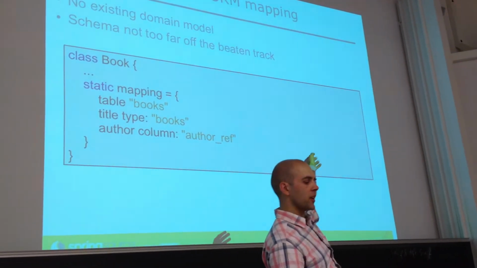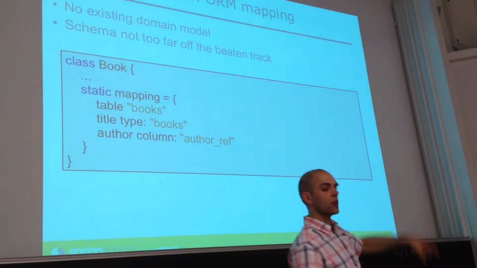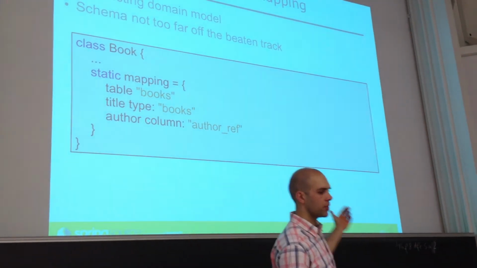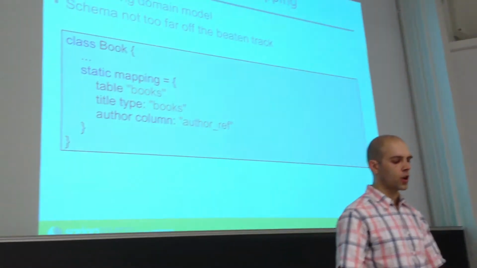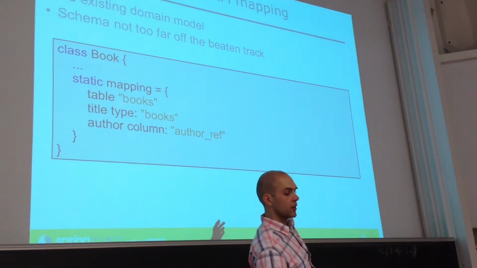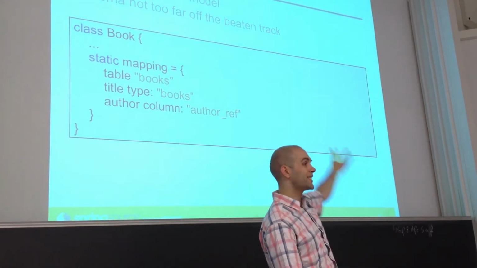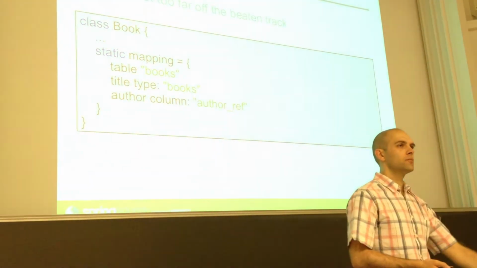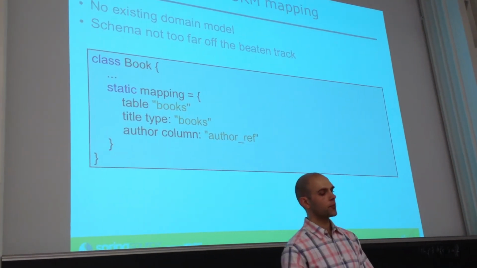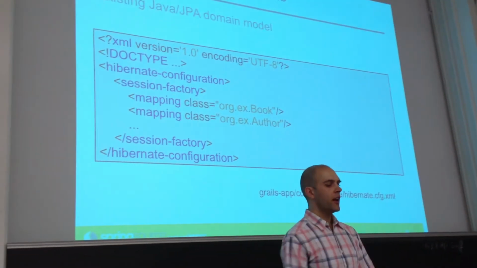Within your domain class, we've got a book here, you can have a static mapping block, and within there have customizations. So you can change the name of the table, the names of columns, you can change types. So we can say title is the type, I think that's actually wrong, you can say title is the type text, or character blob if you want a really, really, really long title. So you've got that level of customization. That can take you so far.